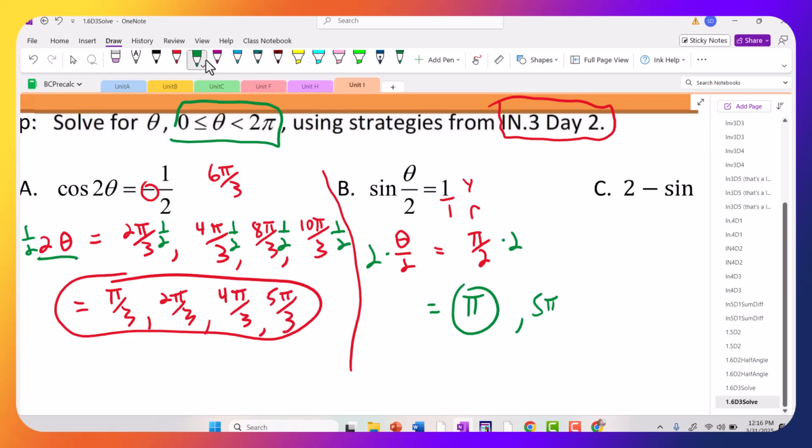The only reason we had to do that in the previous one is the directions that I'm forced to follow. Okay, so if I would have added 2 pi and then multiplied both sides by 2, it just gives me an answer outside of the parameters.